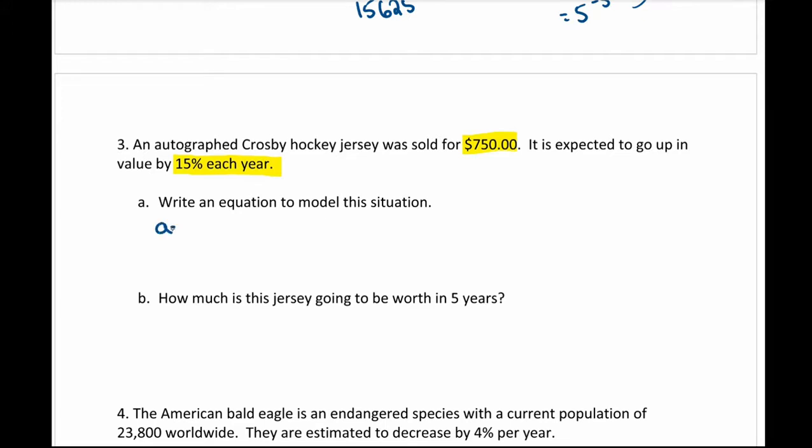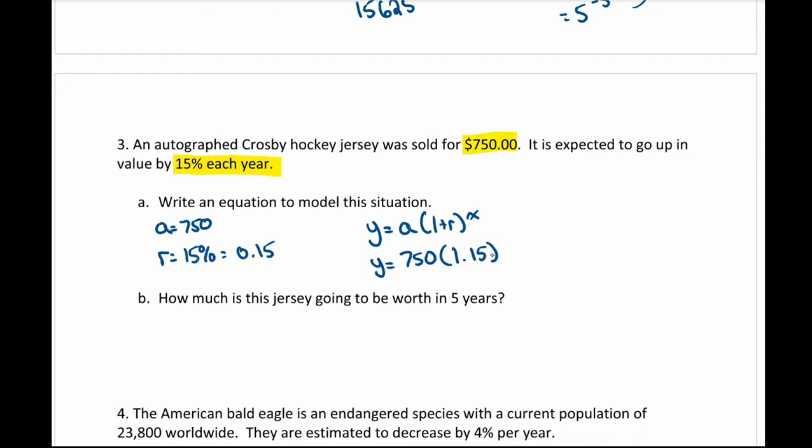So we know our A value is 750, and our R value is 15%, but as a decimal, 0.15. So to write this into an actual equation, go back up. Remember, looking at that first page, the general form was A(1 + R) to the power of X. Y equals 750(1 + 0.15), or 1.15, to the power of X.